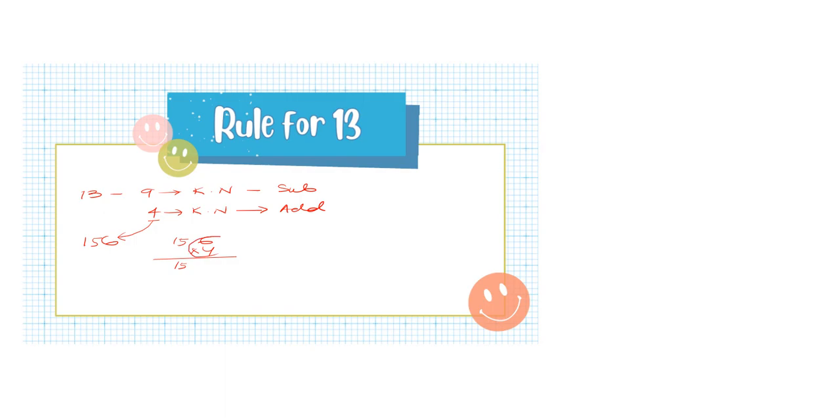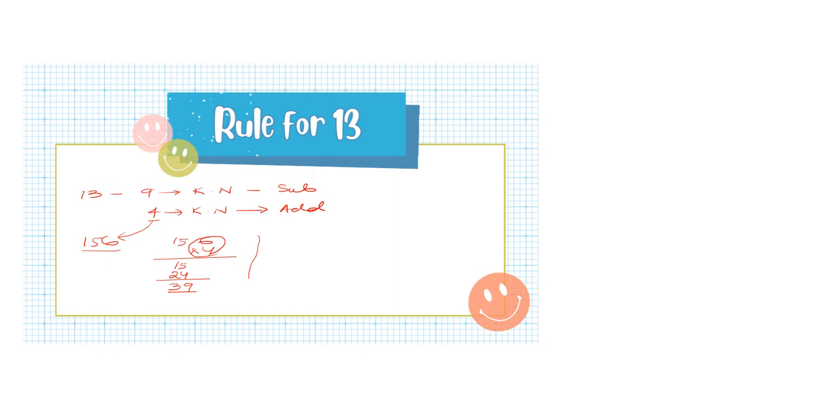That 24 to be added with 15. 15 plus 24, how much? 39. Now tell me, 39 is divisible by 13 or not? If 39 is divisible by 13, then 156 is divisible by 13. I know you have not understood it. Then watch it again, you will understand.